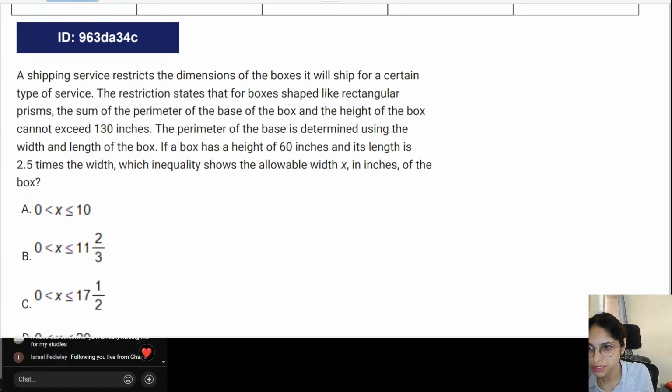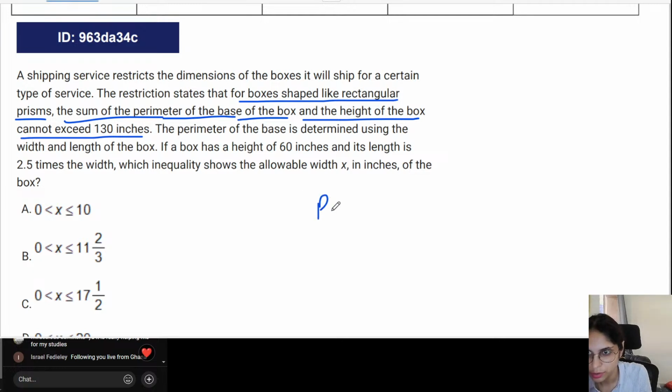So right now we are on question number 33. A shipping service restricts the dimensions of the boxes it will ship for a certain type of service. The restriction states that for boxes shaped like rectangular prisms, the sum of the perimeter of the base of the box and the height of the box cannot exceed 130 inches. So we have the sum of perimeter and height. So perimeter plus height cannot exceed, so it has to be less than or equal to 130. Because exceed means more than, can't exceed means no more than.